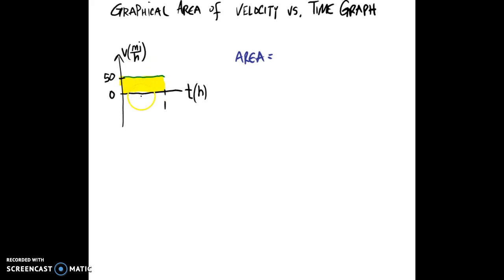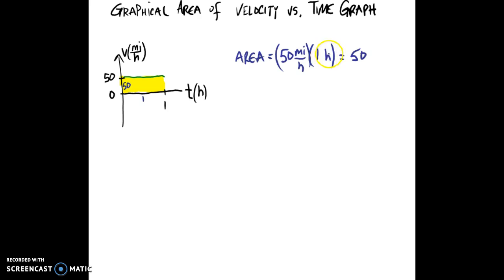Now, because of the scaling on the graph, it looks strange, but this side right here has a value of 50 miles per hour, and this long side here actually just has a value of 1 hour, and the area is going to be the 50, but there are units. That is 50 miles per hour is the side times the length of 1 hour. And that equals, well, 50 times 1 is 50.